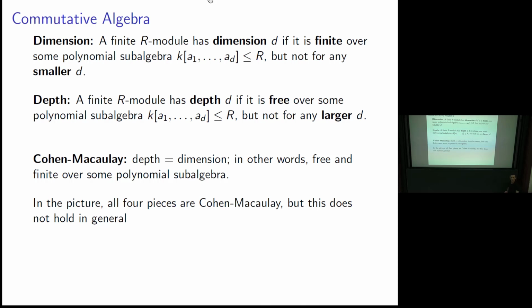But you can do other examples, and this will in fact happen for, say, upper triangular matrices, but it doesn't happen in general. So that's an obvious question that I was looking at. Well, when are these pieces Cohen-Macaulay?